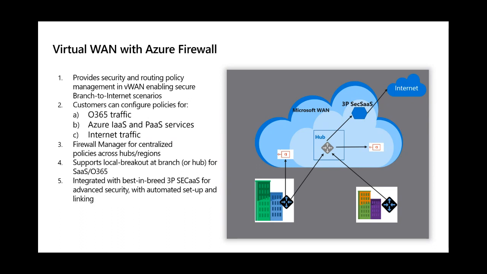There are various policies which you can configure here, like Office 365 traffic, where Office 365 traffic can go directly from a branch to Office 365, or you can configure that the Office 365 traffic goes through Azure Firewall, or goes through a third party service like iboss. You can also configure policies around the Azure infrastructure like VNets and things, plus the PaaS services. So you have that flexibility in three different policies, which you can see over here: Office 365, IaaS and PaaS services, plus you can configure the policies for your internet traffic.